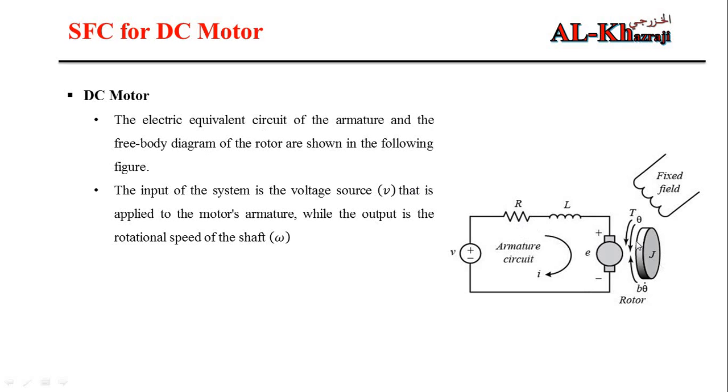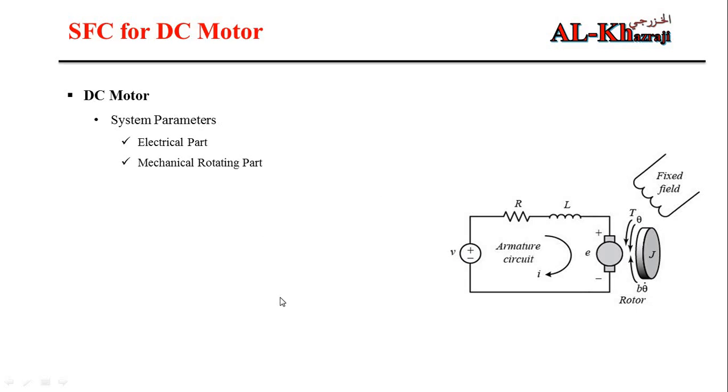Now, for the rotary part, for the shaft, the free body diagram has moment of inertia, and also has a damping factor. Now, the input to the system is the voltage, and the output that we consider in this video is the rotational speed of the shaft, omega. Now, in order to derive the differential equation of the system, we need to understand the physics behind the electrical part and the mechanical rotating part of the DC motor.